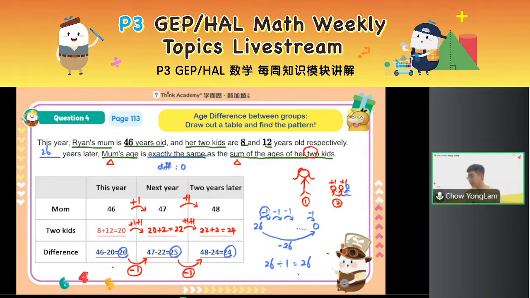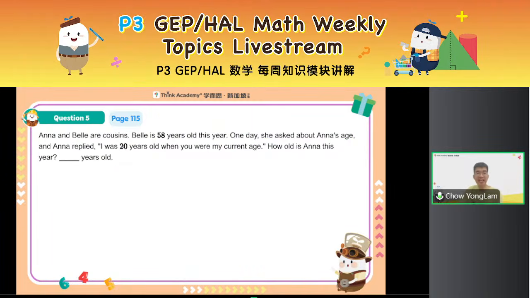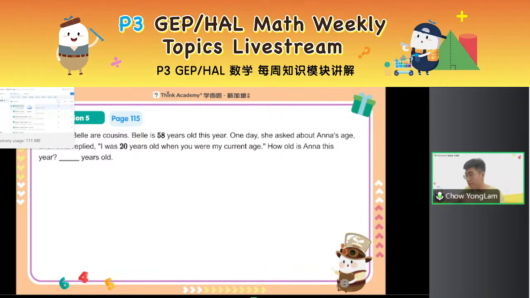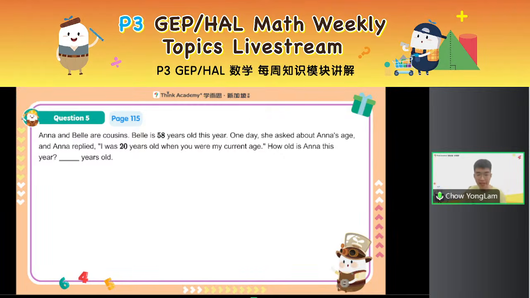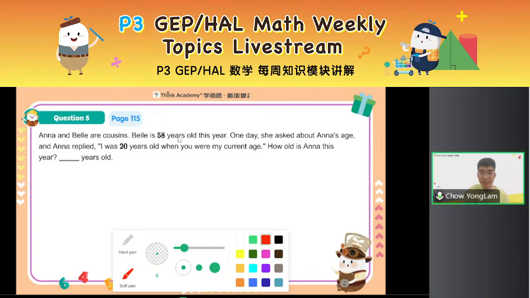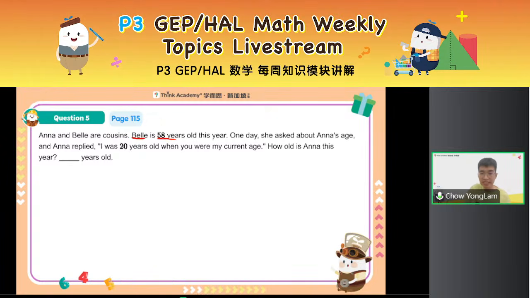The next question is something new, right? We are not using models or whatever. Let's see. Anna and Belle are cousins. Oh, this is page 115, by the way. This is page 115.